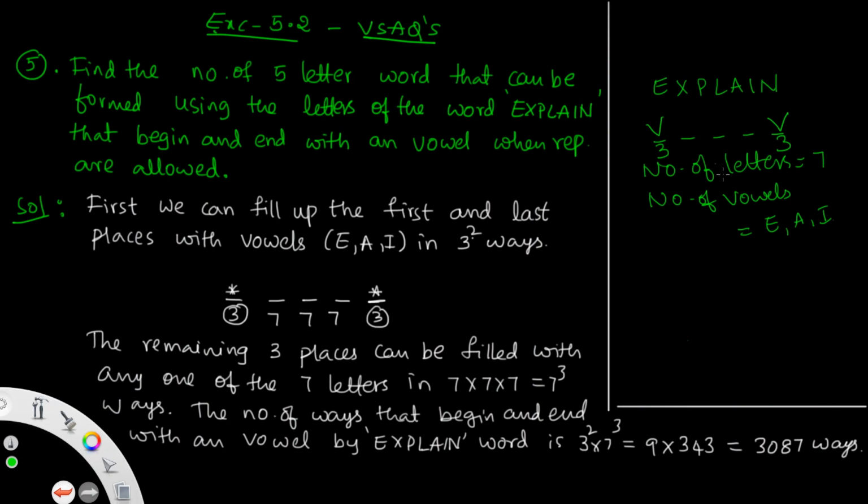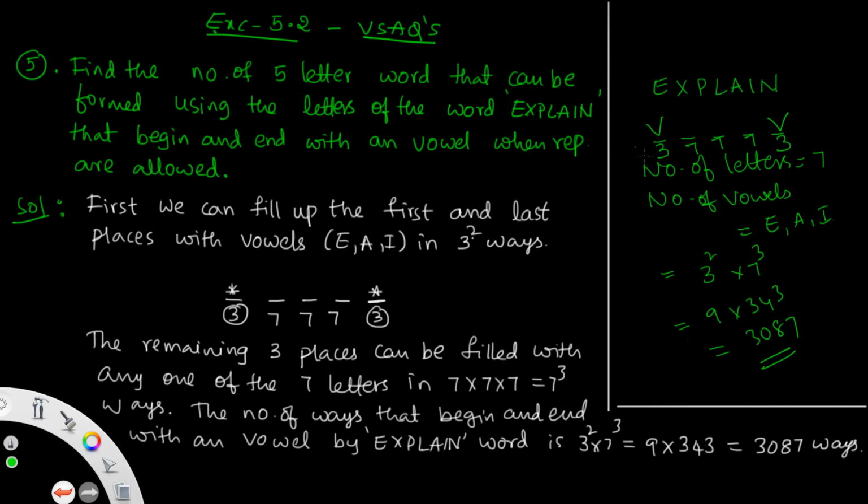The remaining places left are three, and seven letters are left. Any one of the seven letters can be filled in each of the three blank places. That is seven times here, seven times here, and seven times here. So that is 3 square into 7 cube, that is 9 into 343. So the total multiplication gives 3087 ways.